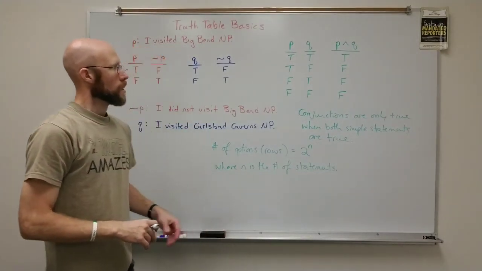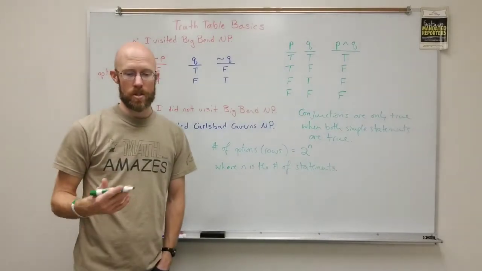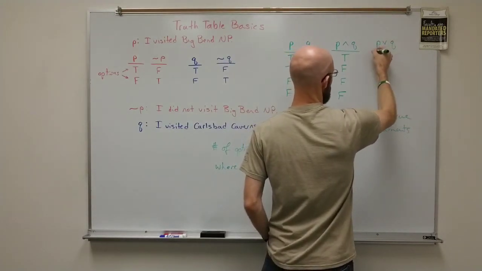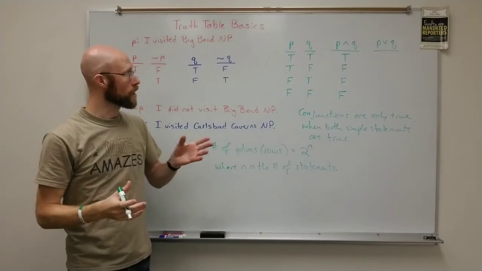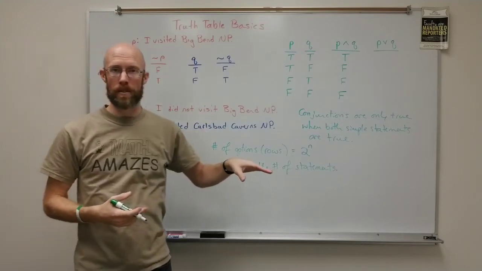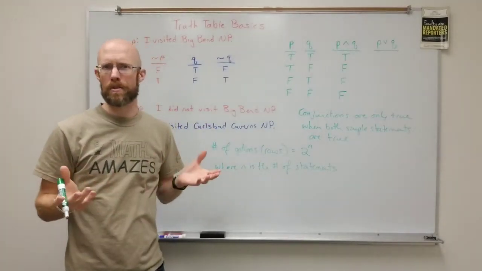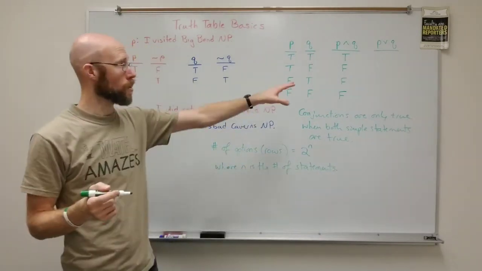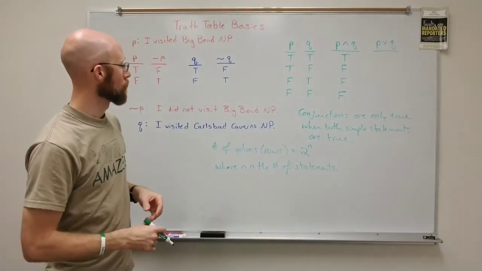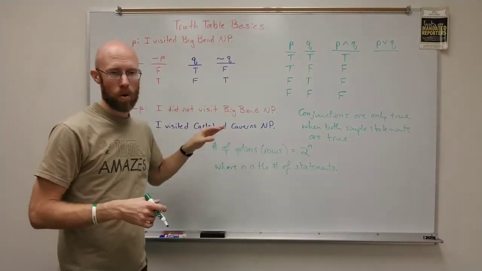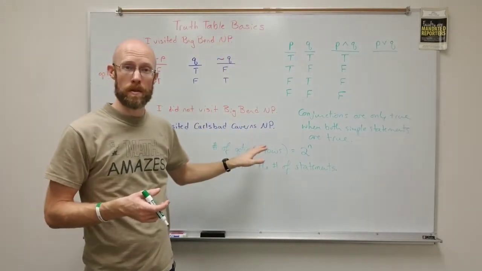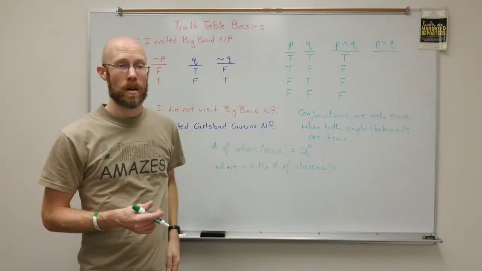All right. Now let's take a look at the disjunction. Okay, the disjunction would be P or Q. And that would be like me saying, okay, I visited Big Bend National Park or Carlsbad Caverns. Maybe I couldn't do both for some reason, or maybe I could do both. It doesn't matter. The or, remember, the disjunction allows for both, one or the other or both. So if I made the statement, I visited Big Bend National Park or Carlsbad Caverns, it would be true if I visited one of them, it would be true if I visited the other one, and it would be true if I visited both. Okay?